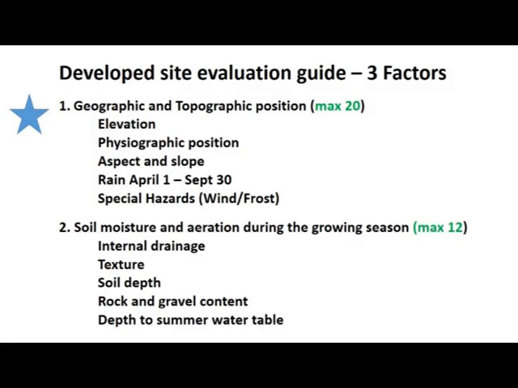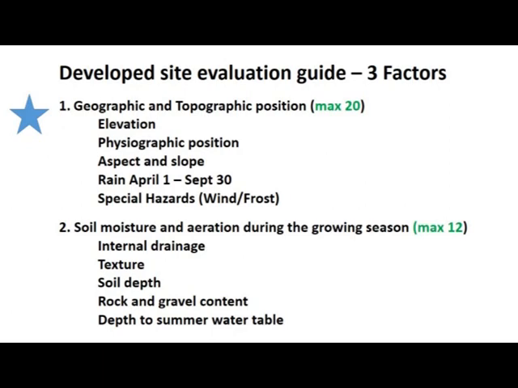So when I developed this site evaluation guide, there are three main factors. The one that was most important is geographic and topographic position. I'll go through some of the specifics in just a minute, but big picture, look at elevation, position on the landscape, aspect and slope, summer precipitation, and special hazards. That factor has a maximum of 20 points. And then the next factor has a maximum of 12, so you can see that this next factor is not quite as important.